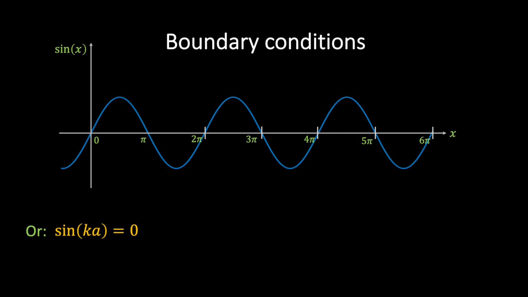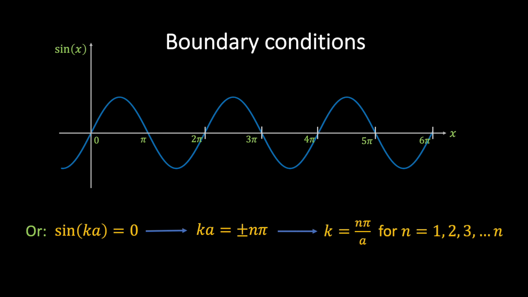Now, we know that the sine function is equal to 0 whenever the argument of the function is equal to an integer multiple of pi radians. In other words, we can write ka equals plus or minus n times pi, in which case we can define k equals n pi over a for integer values of n. Note, we do not need to include the negative values of k, since sine of minus x equals minus sine of x, and we can simply absorb the minus sign into the constant A.